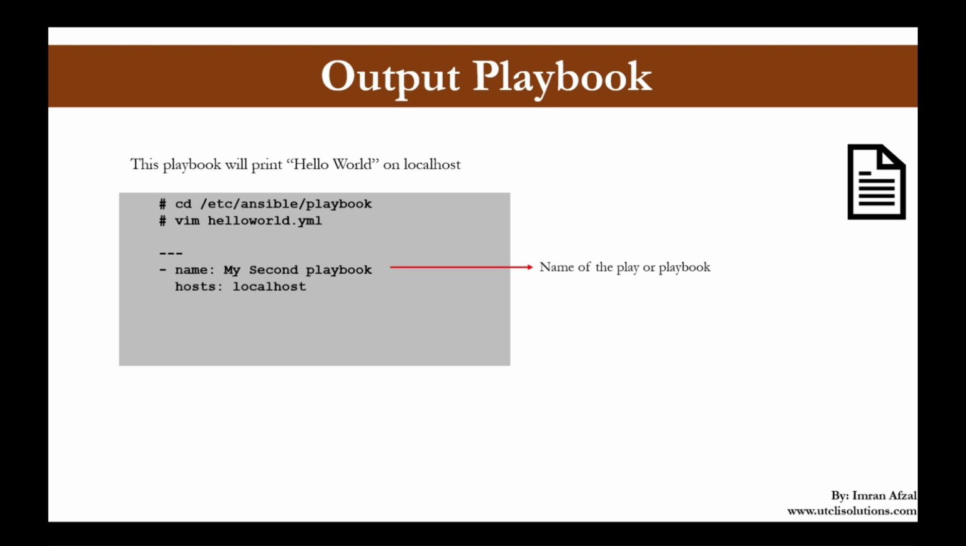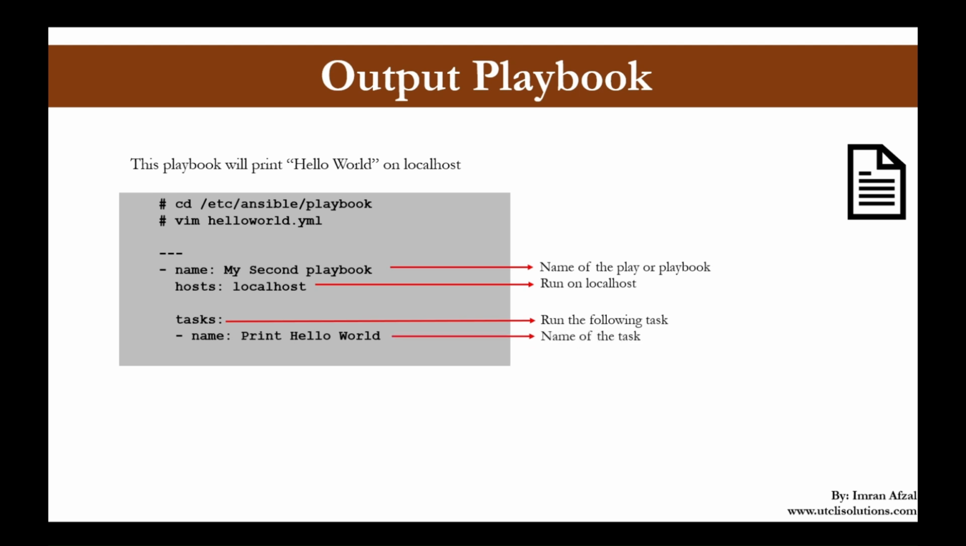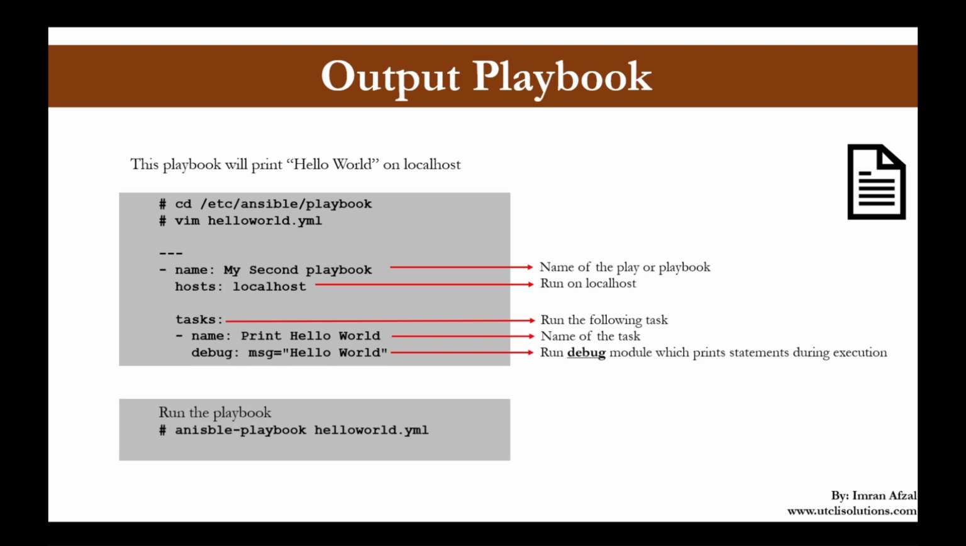Then we'll define the host where it's going to be run against. So we'll go through localhost again. This will run on localhost. Then the tasks, run the following task, and the name of the task would be print hello world. All right. What would be the next step in the task? Of course, you need to pick the module that will actually execute your task. And the module name for printing something on the screen will be debug. And you have to define its option of msg equal double quote hello world and double quote close. This debug module will print a statement during execution. And then we'll run this Ansible playbook by running the command ansible-playbook hello world.yaml file. It's just that simple. This is our second playbook, so we're taking baby steps, one small playbook at a time.